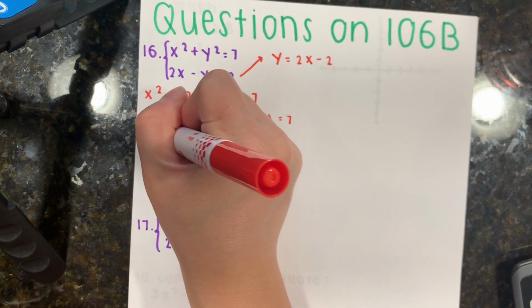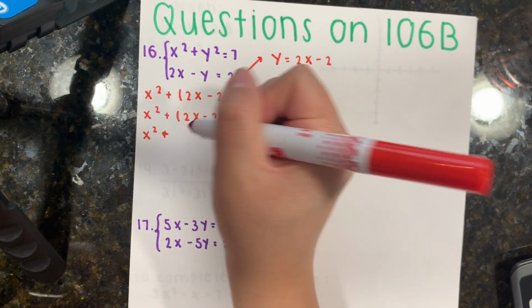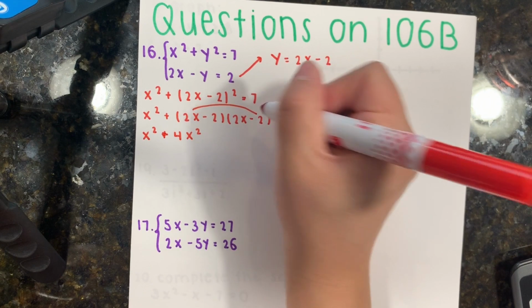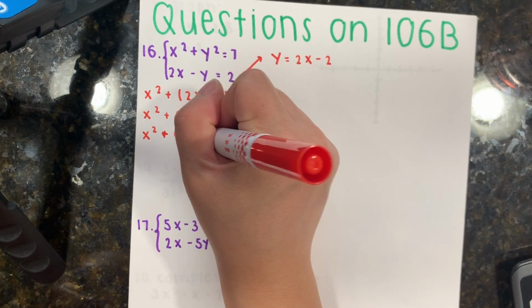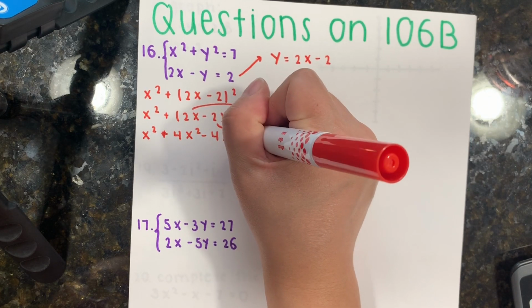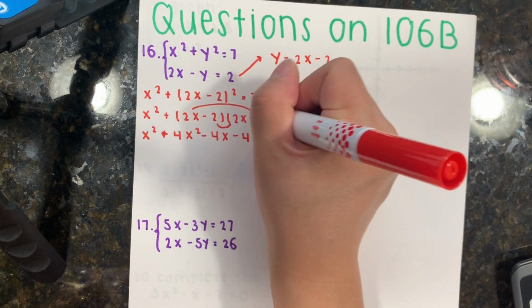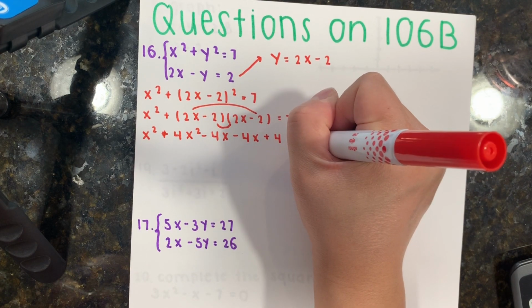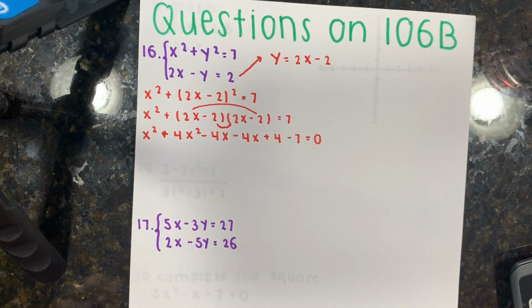So 2x times 2x is going to give us 4x squared. Then I have 2x times negative 2, which would be negative 4x. Negative 2 times 2x would be negative 4x. Then negative 2 times negative 2 would be positive 4. We also want to bring the 7 over to the left-hand side, which would be minus 7.